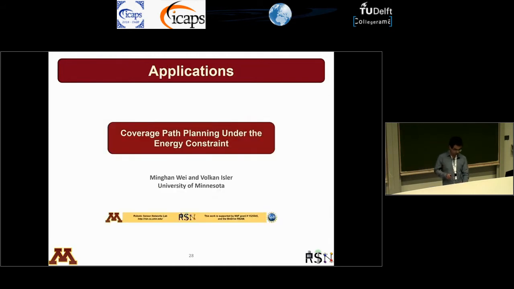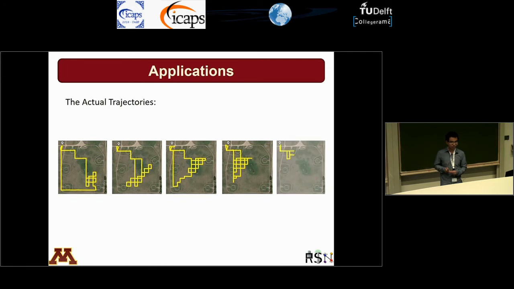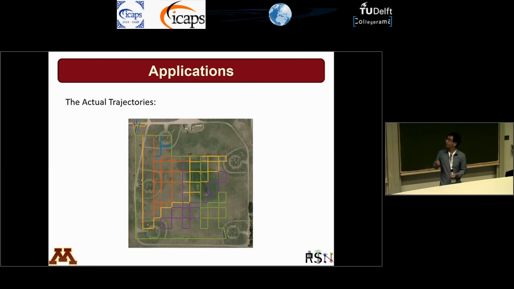And I also want to take this chance to show our application of these algorithms. The first application is for an environmental monitoring project. So this area is chosen from a nature reserve in northern Minnesota, and we use a UAV to fully cover it to detect the objects of interest. And these are the passes we demonstrate.